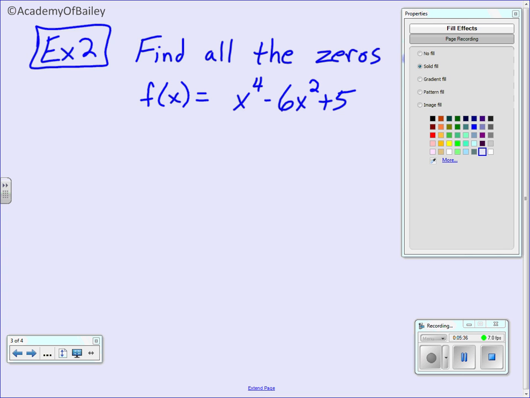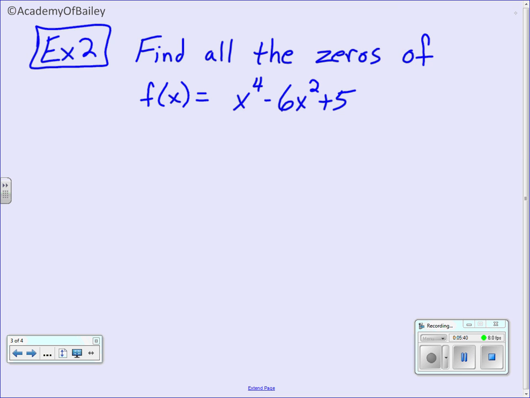Okay, let's look here at this one. Find all the zeros of f of x is equal to x to the 4th power minus 6x squared plus 5. Well, p over q, right? So factors of p are 1 and 5, and the factors of q are 1 and 1. So 1 over 1 is 1, 5 over 1 is 5, positive or negative for both of them.